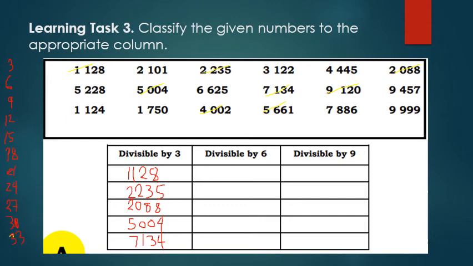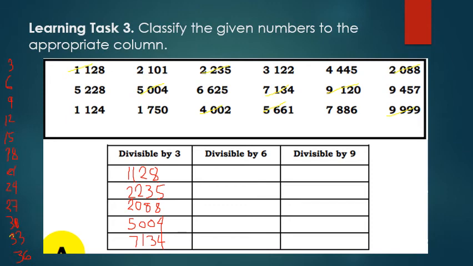So, 33, 36. Ito po siya. So, siya po ay divisible din sa 3. Okay, so tapos na po tayo sa mga numbers na divisible sa 3. Let's proceed to the divisible by 6. So, ano nga ulit rules natin sa 6? Dapat siya ay divisible sa 3 and divisible sa 2.